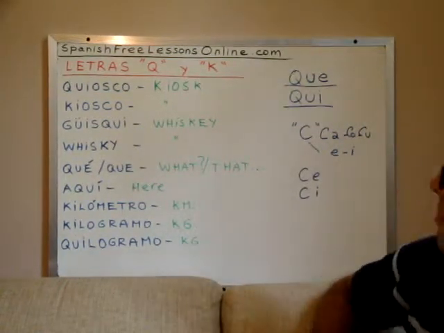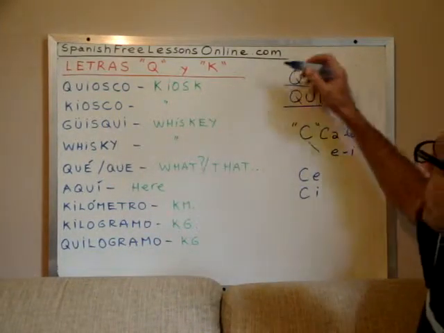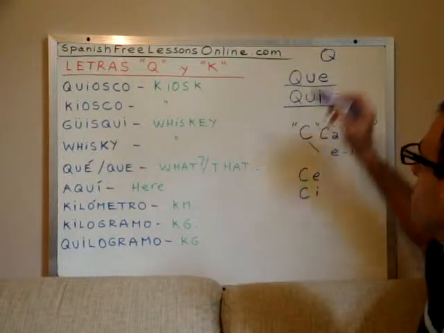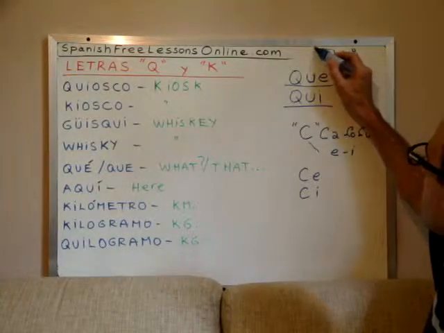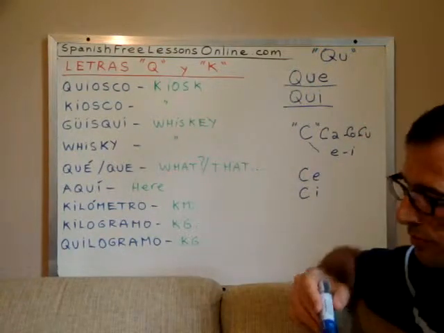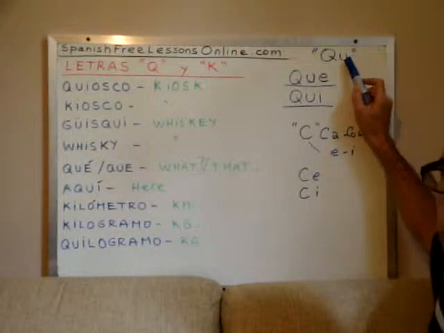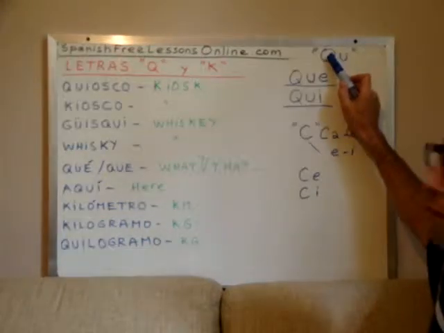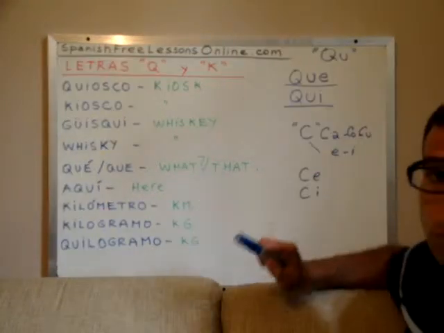That's why many times in Spanish alphabets, the letter Q is not alone, not by itself, but is written like this, right? A capital Q and a lowercase u to indicate that Q is always followed by a U and this U is always mute, right?